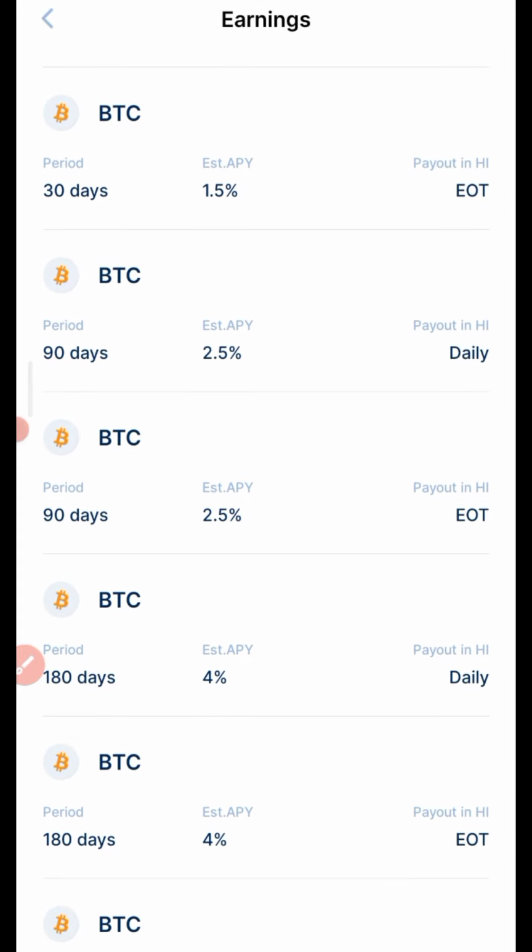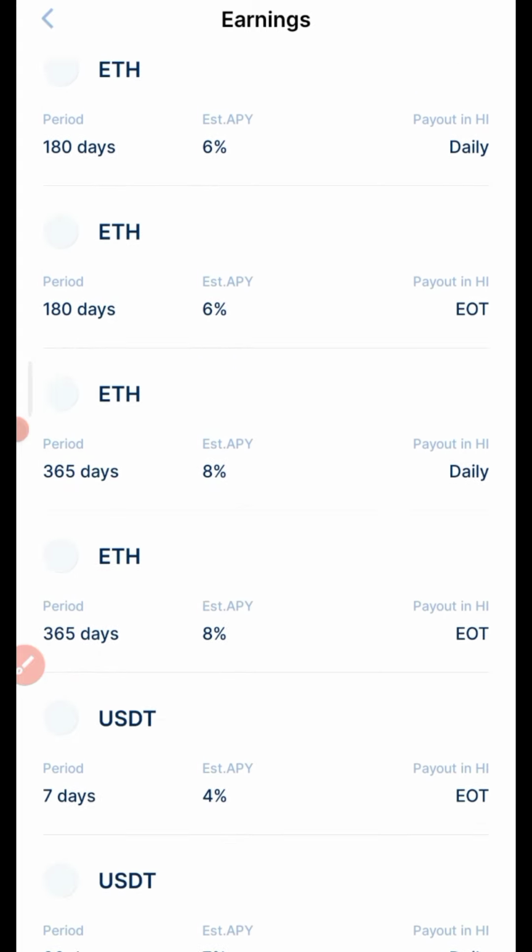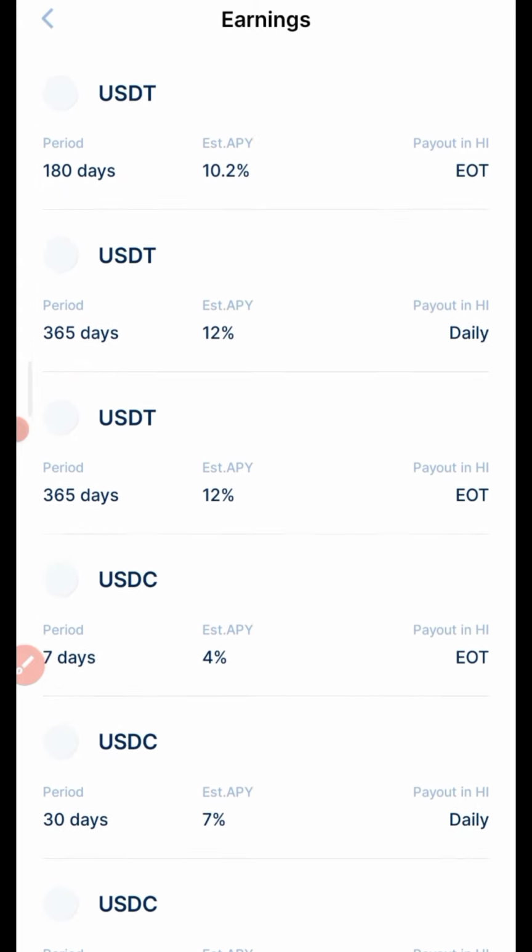So like that, you just go through the earnings. You see there's that of Bitcoin, where you can get an estimated annual percentage yield of 1.5% in 30 days. You get it at the end of tenure. There are so many earning opportunities on this app, guys.